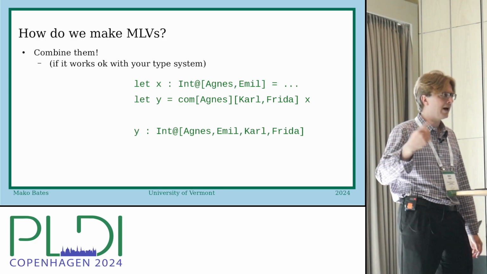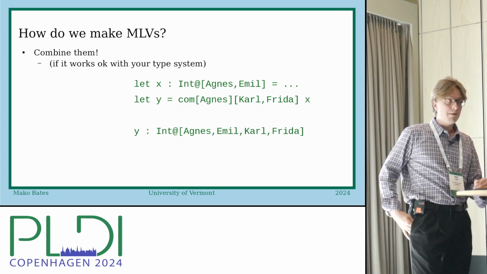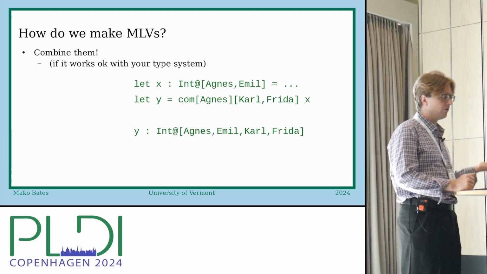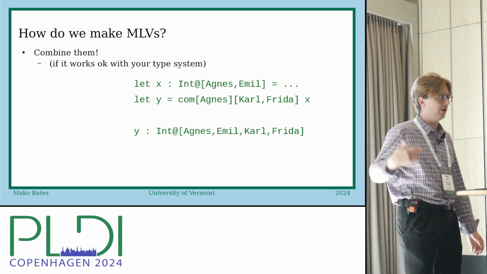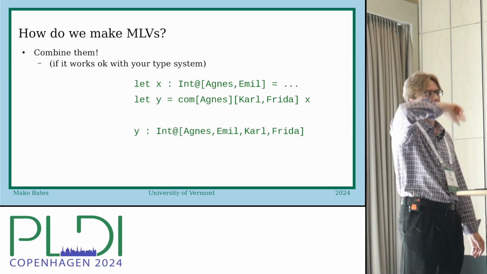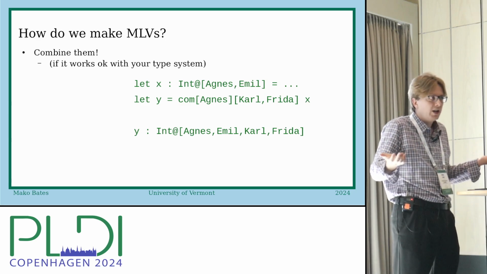But you can combine those. So again, Agnes sends x to Carl and Frida, but now we do set union, and y is an integer known to Agnes and Emil and Carl and Frida. In order for the rest of the language to work out nicely, you're going to need to support subset-based subtyping, which is a good idea. We should do that.